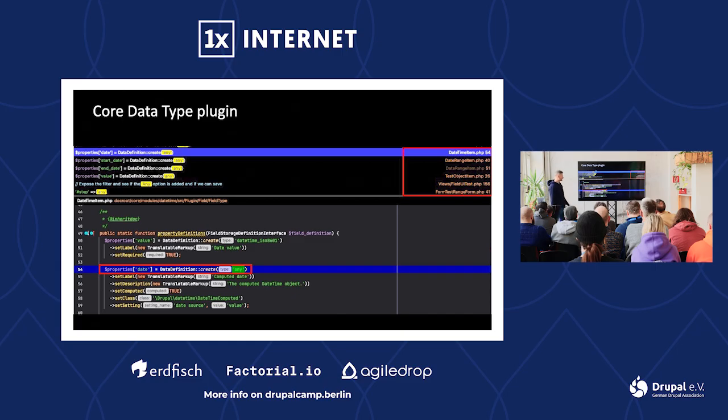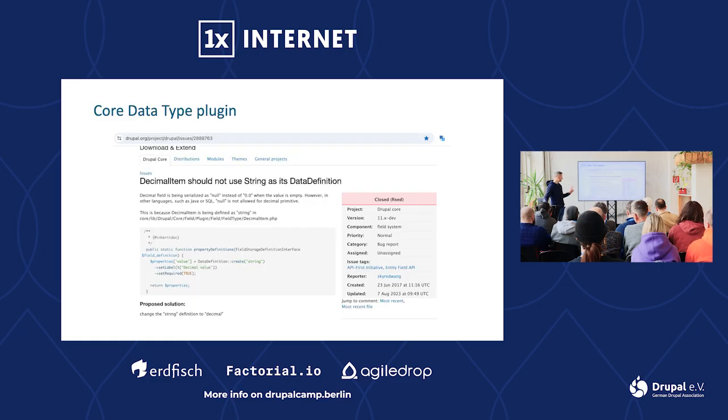Yes, it's used, for example, in the datetime item. As you can see, the property is built on the data definition created on the any type. Okay, so we have the list of types. We know that any is used in core. And how about the decimal type?